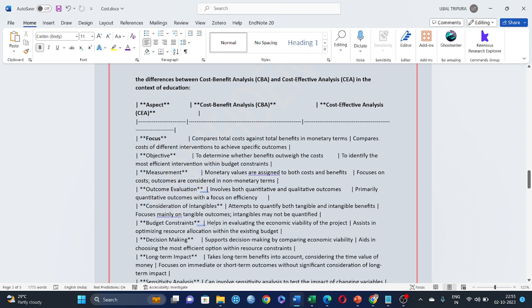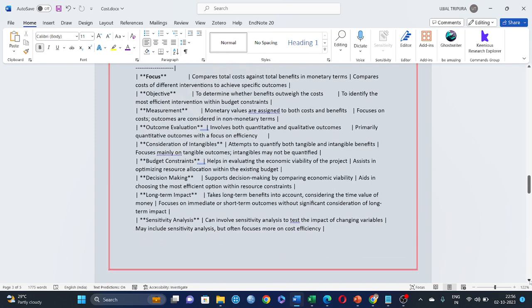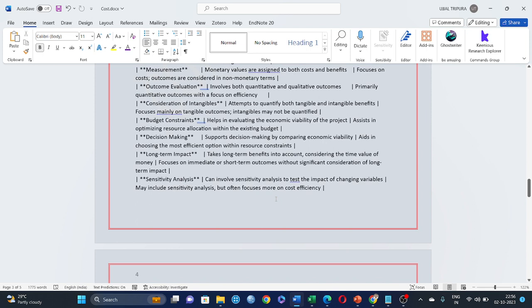Budget constraint here helps in evaluating the economic viability of the project. But on the other hand, it assists in optimizing resource allocation within the existing budget. How much budget we have, you have to try to manage with this. And decision making: it supports decision making by comparing economic viability. On the other hand, it aids in choosing the most cost efficient option within the resource constraint.